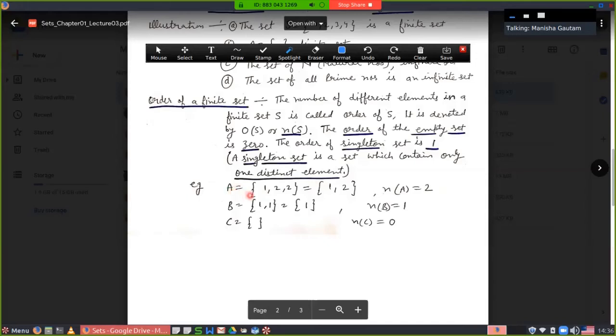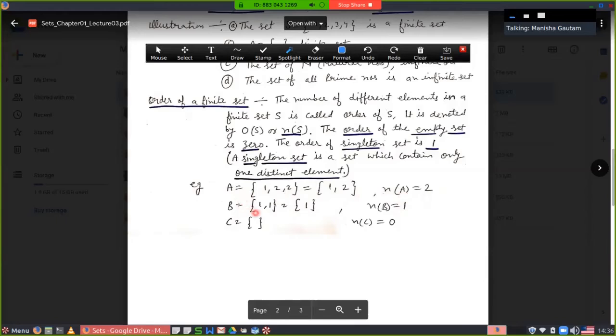A is a set having elements {1, 2, 2}, which is equal to {1, 2}. You must know about it: repetition of numbers is not required in a set. 2, 2 is counted as only 2. You will write down only one 2; no need to write the number twice. {1, 2}: how many elements are there? 2 elements. It means the order of the set A is 2.